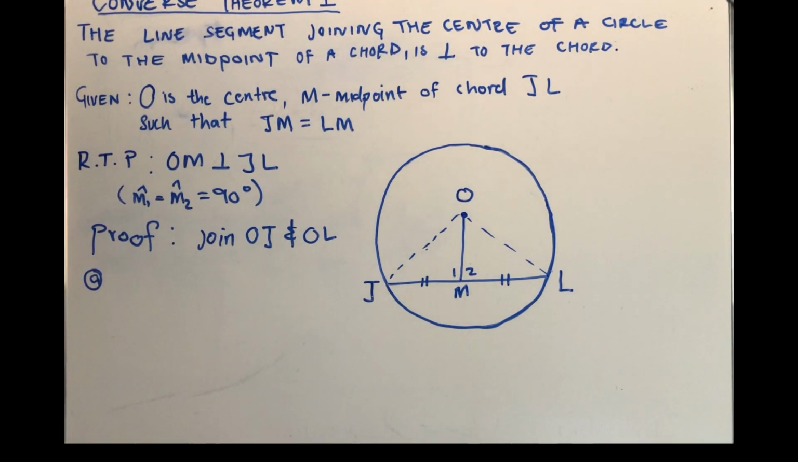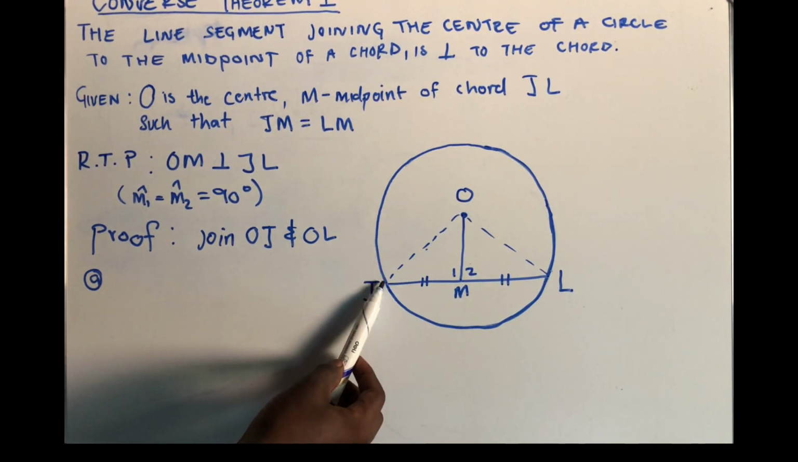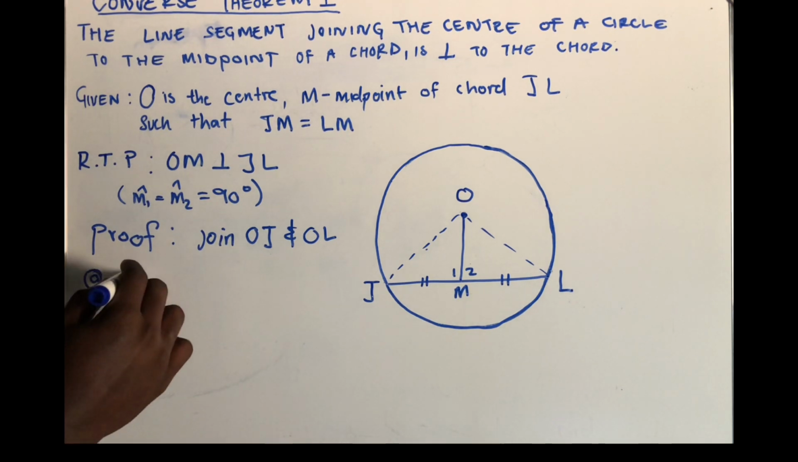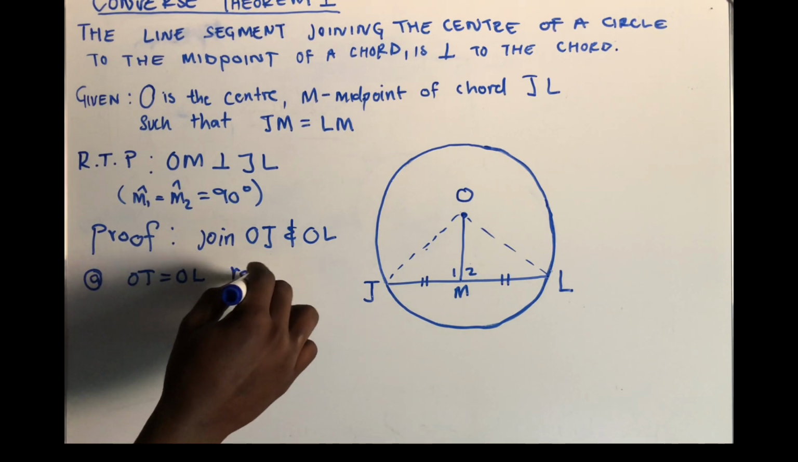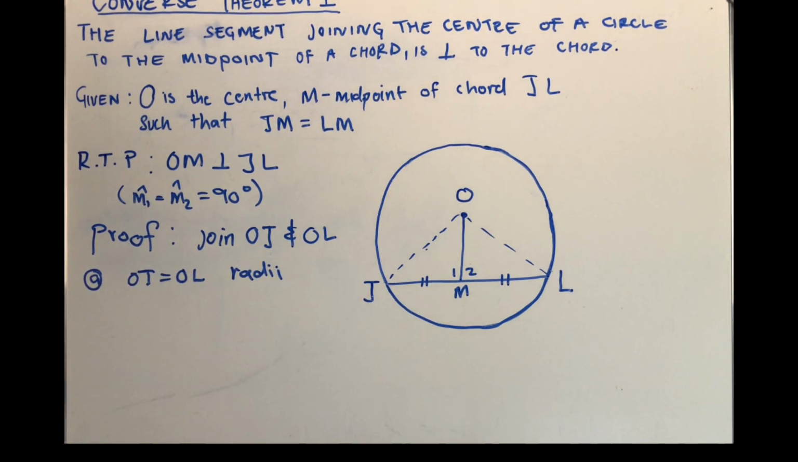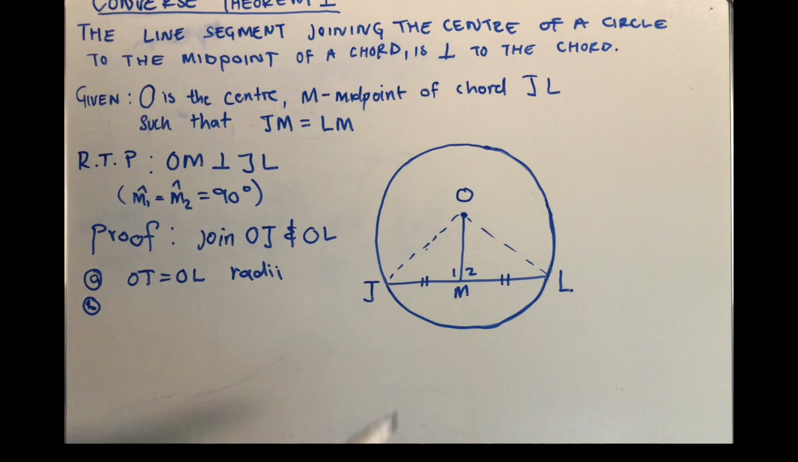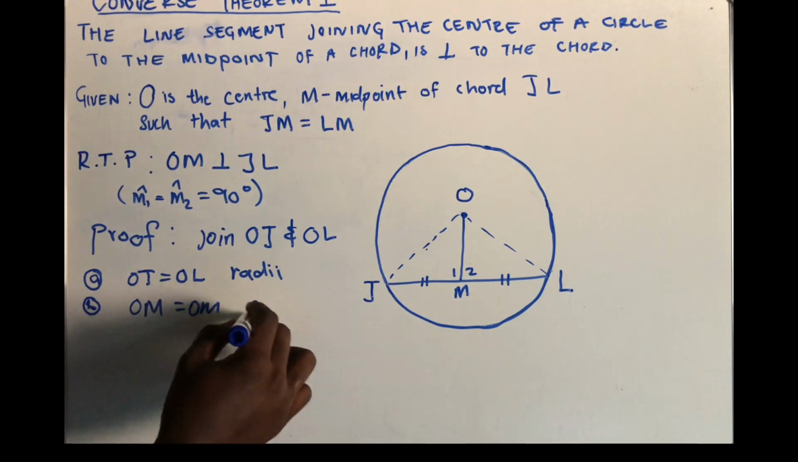If we can look clearly, OJ and OL are lines drawn from the center to the circumference of the circle. That means they are both radii. So OJ is equals to OL. Your reason is radii, because they are two. And then let's look at our second condition. If we can look clearly, OM appears in both triangles. OM is equals to OM. Reason is that OM is common.